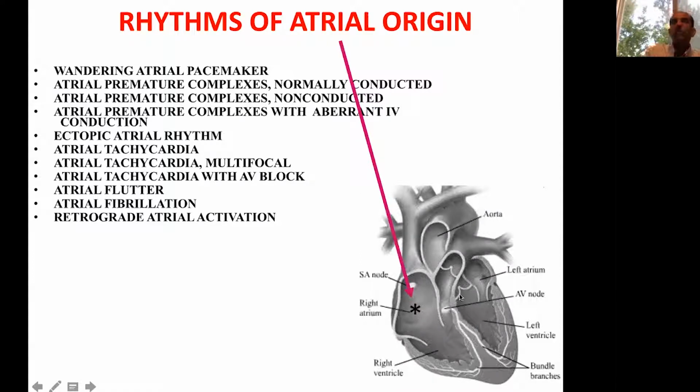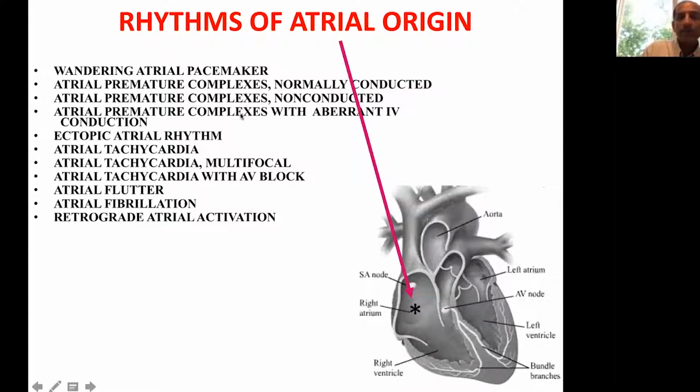So if you see an extra beat with a positive component in V1, you should think of it as coming from the left atrium. Whereas right atrium is an anterior structure and V1 is an anterior lead. So if it comes from the right atrium, it will be going away from V1. So here, if you look at V1, it will be a negative P wave in V1. That's the simple rule of differentiating a right atrial extra beat from a left atrial extra beat. And again, we will use the same rule when we look at right and left bundle branch block.